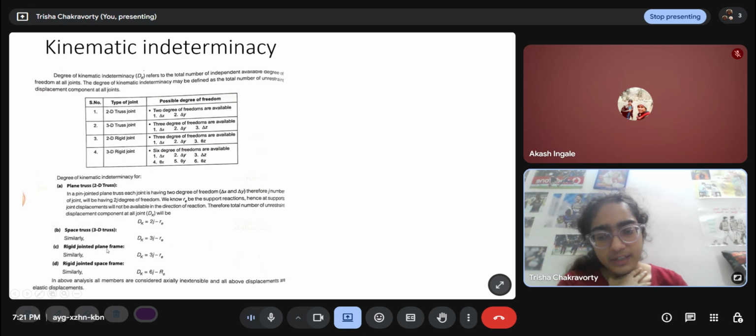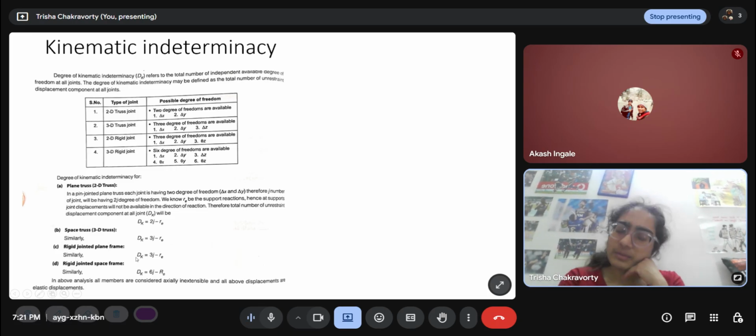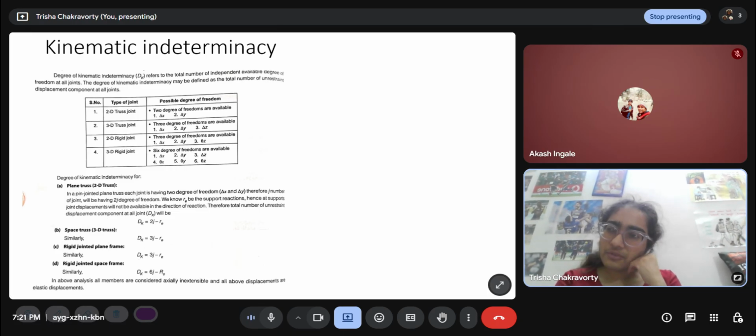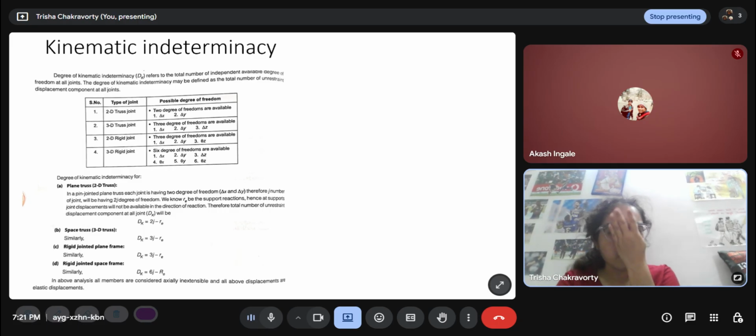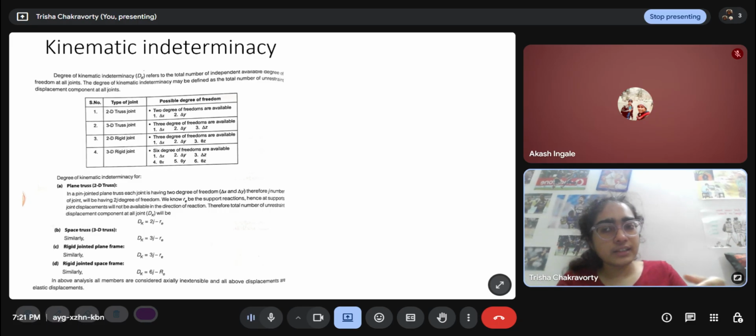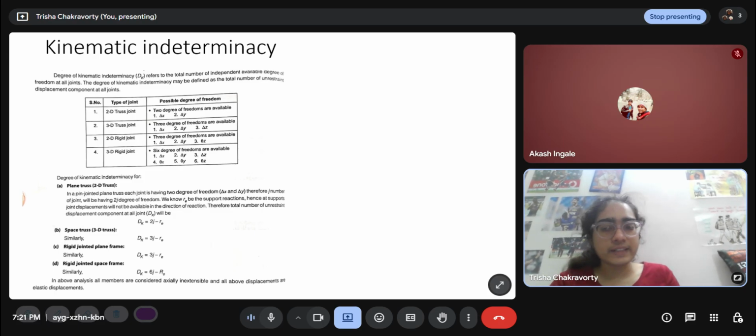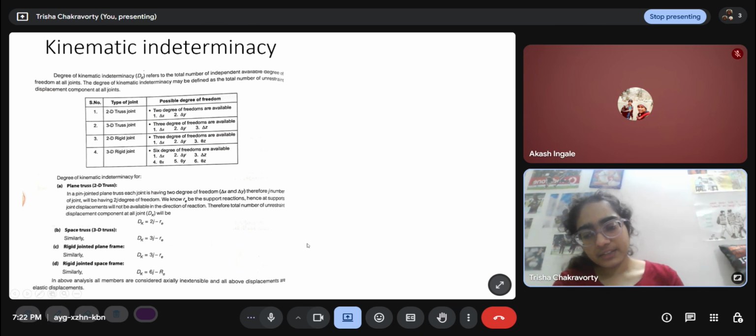For a rigid jointed plane frame, we don't see beams separately because I've already said before that beams and frames are not structurally different. It just varies with the type of loading. If I am only loading in a transverse direction, we call it a beam. If it also has axial loading, we call it a frame. But structurally, they are the same. So you can just take the formula of a frame and treat beams as frames as well, but all frames are not beams. Rigid jointed plane frame: 3j minus Re, and rigid jointed space frame: 6j minus Re. These are three here and there are six here.